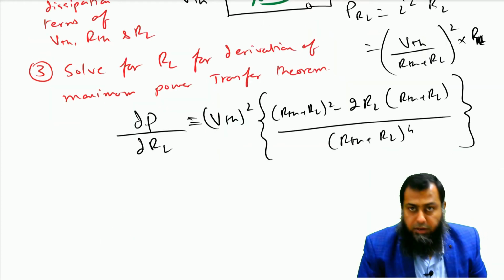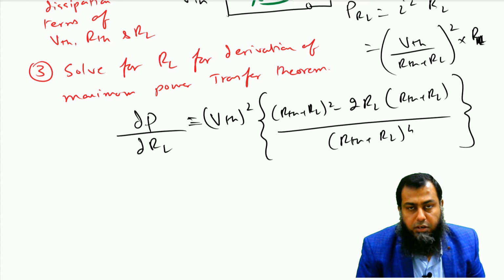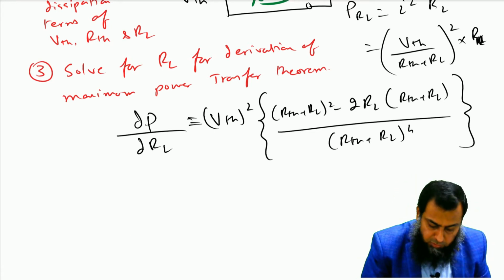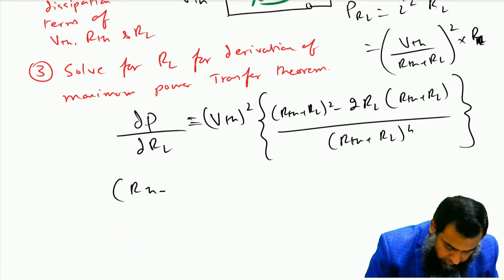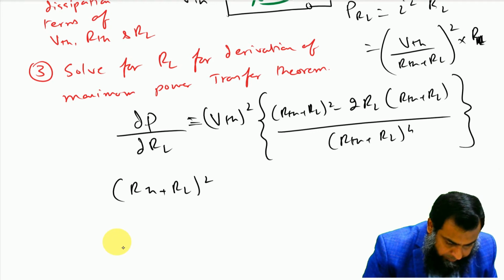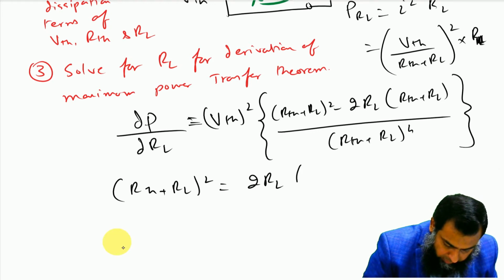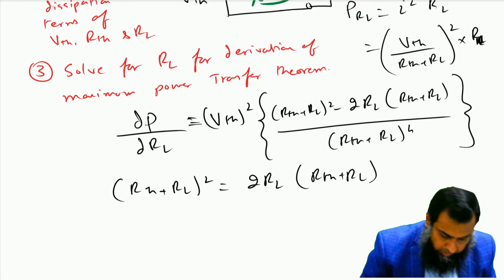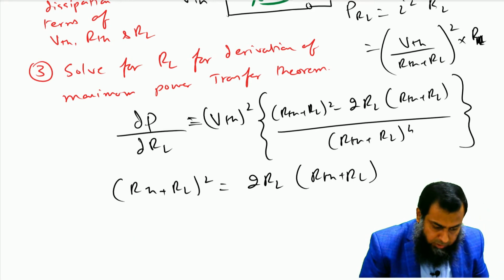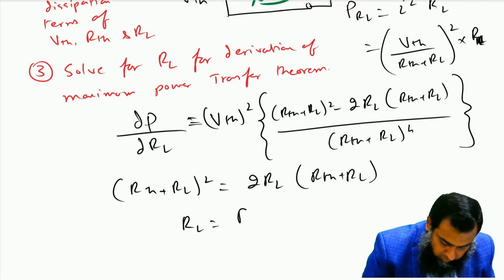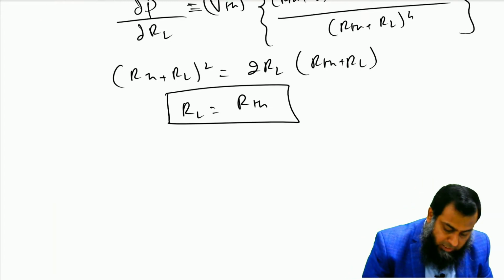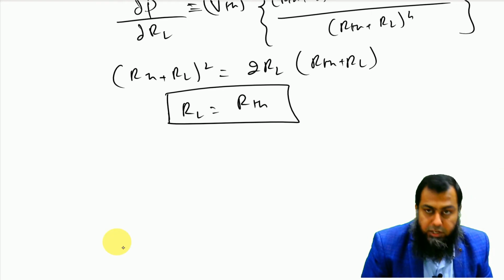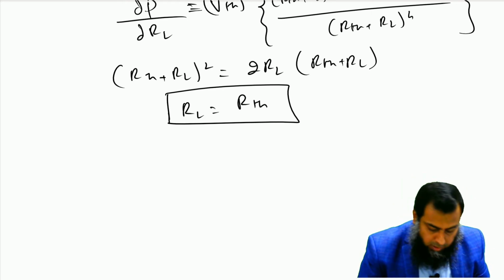Now, if some function is maximized or minimized, the derivative of that function must be equal to 0. So if I put this equal to 0, I am only left with R Thevenin plus RL whole square is equal to 2RL into R Thevenin plus RL, right? If I solve this, I will get that RL is equal to R Thevenin, and this is the maximum power transfer theorem. The maximum power is transferred when the load resistance becomes equal to the Thevenin resistance of that particular network.